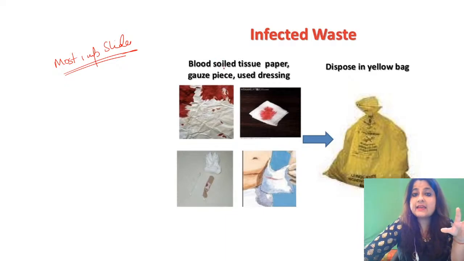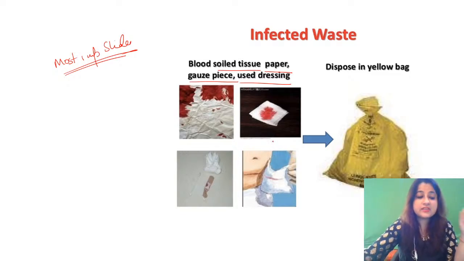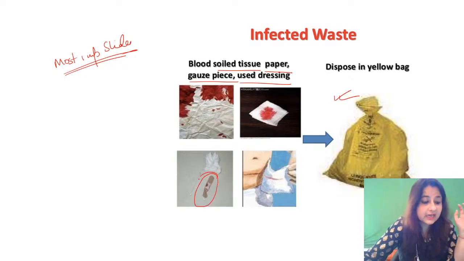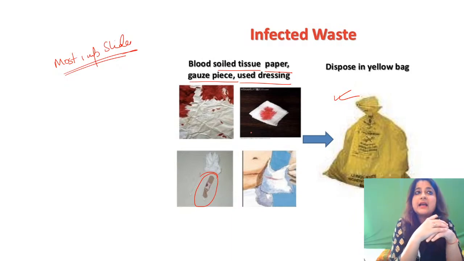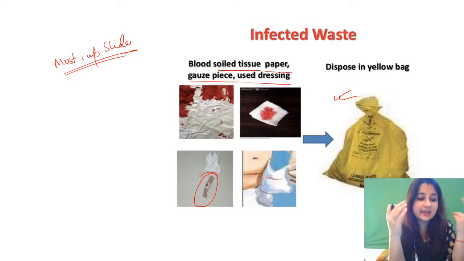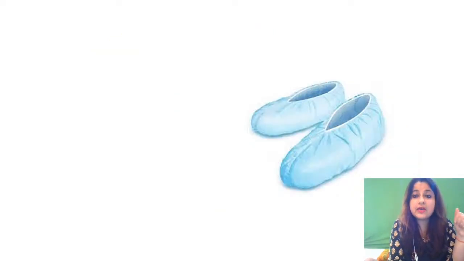Look, anything which is soiled with blood, not gloves. Soiled gloves will go into the red color bag. But other than this, any soiled tissue, any soiled paper, any gauze piece, any used dressing. All right, look at all these images, plaster cast, all these things are going to go in the yellow color bag. Am I clear? Look, see this band-aid over here, any of this, yes, they are going to go into the yellow color bag. One of the most important slides of the day is that all these things that are soiled, they go into which color bag? Very good, yellow color bag.